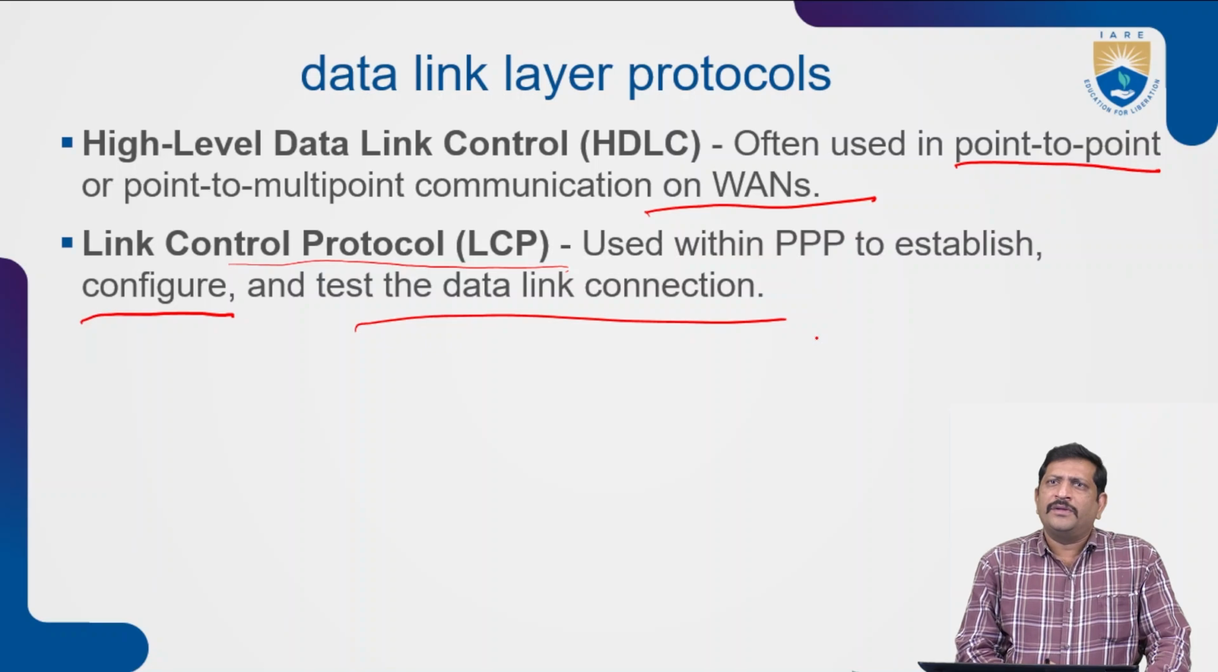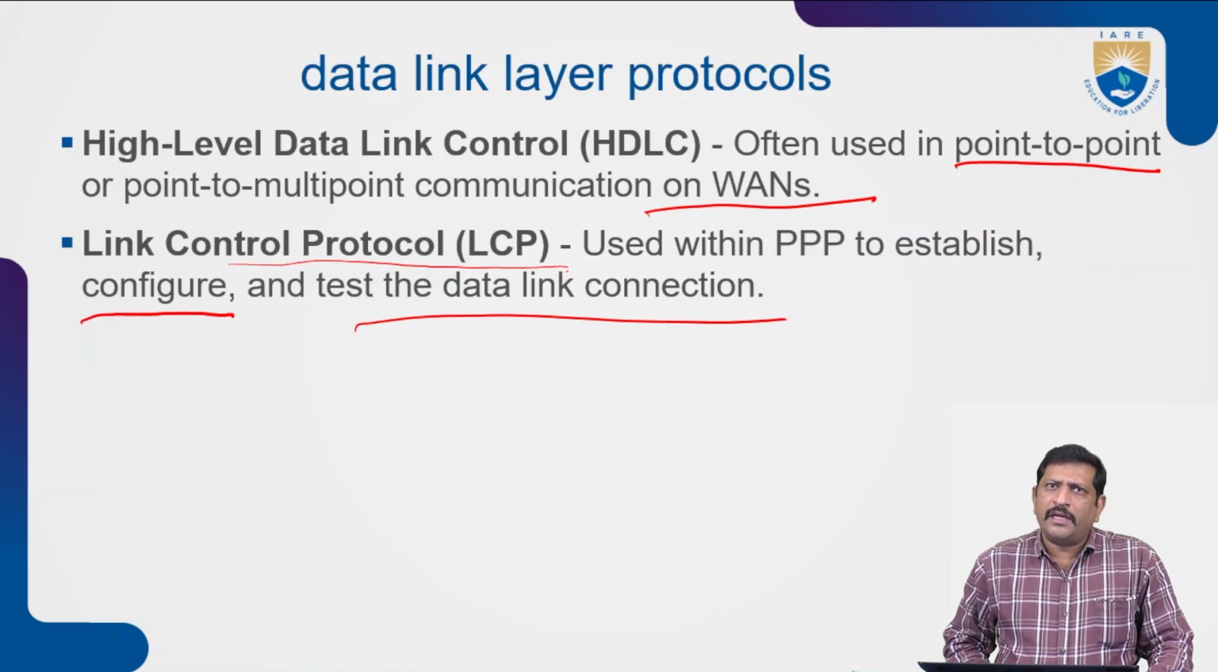So it is used within point to point to establish the connections, linking and configuring the devices and configuring the network. Whatever devices you are using for data transfer, whatever networks you are using, will be configured. After the configuration only, the data transfer can be done, and testing the data link connections. So these can all be done with the help of the link control protocol.